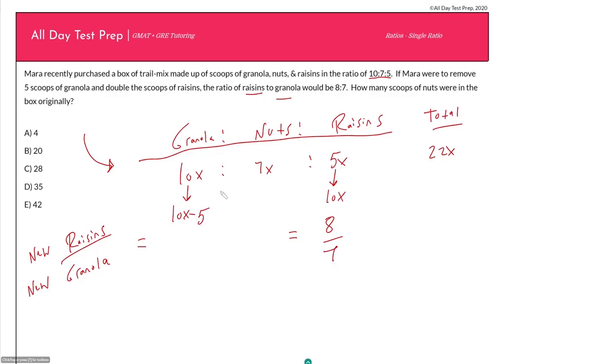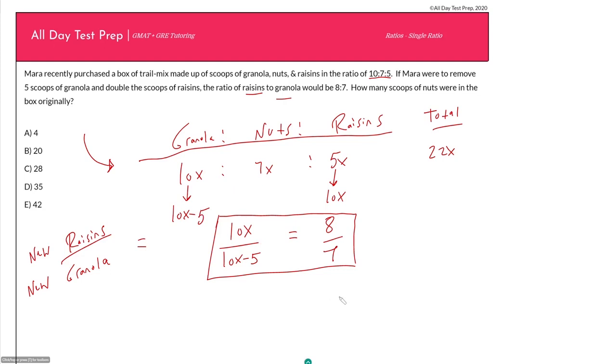So now I just got to put these values into my equation here. So my new raisins, that is my 10x. My new granola, which is 10x minus 5, that is what is equal to 8 over 7. And then the last thing, we just got to keep track of what they are asking for. Because one thing that is true about this question, that is true of so many ratio questions also, is that it sort of just becomes a game of find the multiplier. If you can find the multiplier, you have sort of hacked the question, because everything here is in terms of x. So if you can find x, you can find pretty much anything that they can ask you.